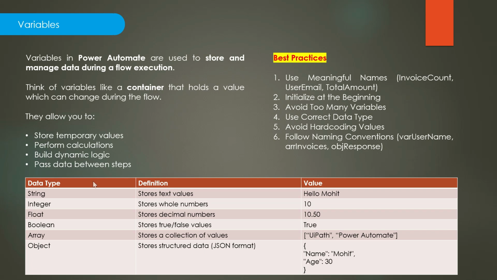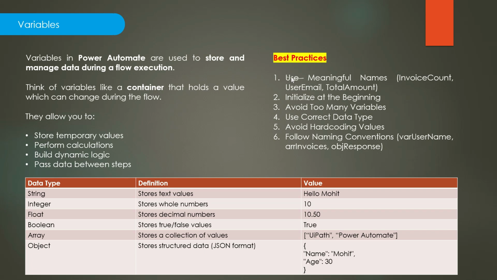Now, let's look at some common data types. String stores text values like hello Mohit. Then we have integer that stores whole numbers like 10, float that stores decimal numbers like 10.50, boolean, true or false, simple. Array stores a collection of values. Then we have object that stores structured data in JSON format, right?